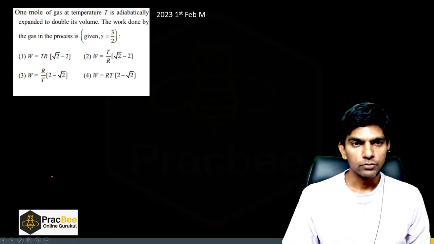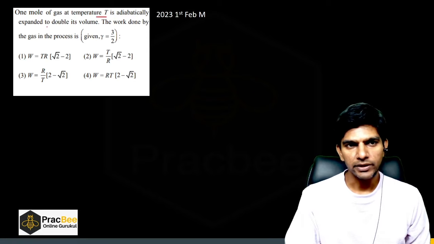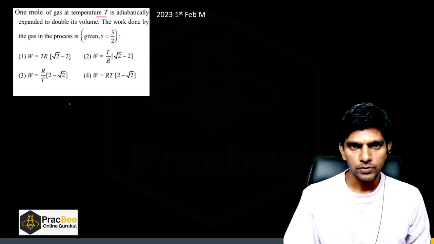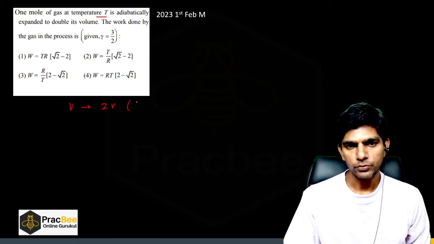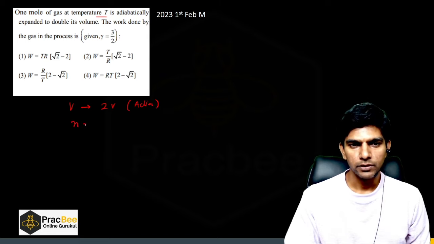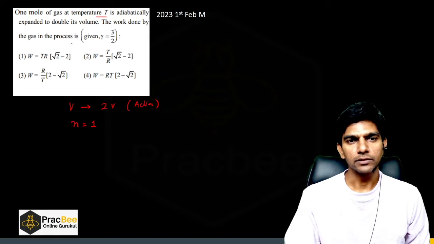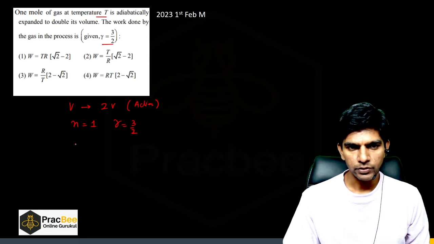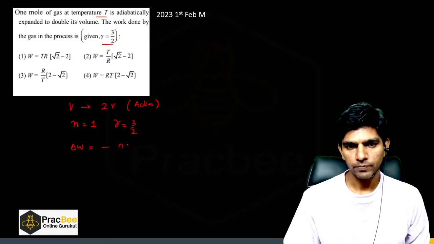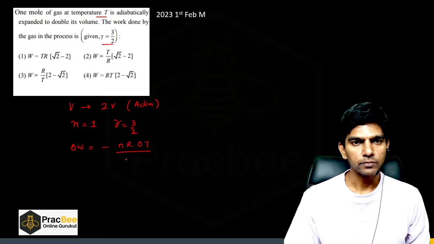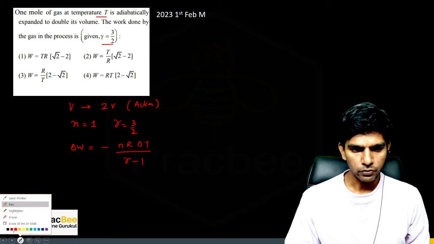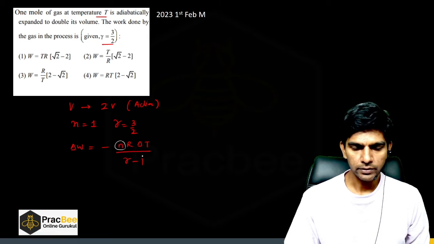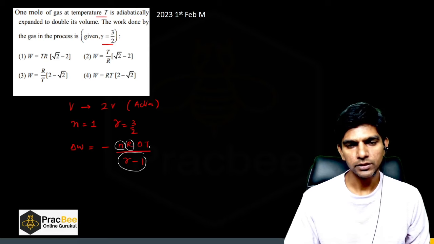Okay, now let us see another question. 1 mole of a gas at temperature T is adiabatically expanded to double its volume. So the volume is increasing from V to 2V, the process is adiabatic, and the number of moles is 1. We need the work done by the gas in the process, and gamma is given as 3 by 2. The options are in terms of T and R. We know that the work done in an adiabatic process is minus nR delta T divided by gamma minus 1. We know n and gamma minus 1, and R is a constant. So if we can find the final temperature, we can find the work done.